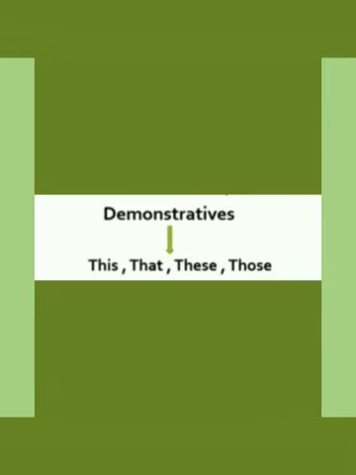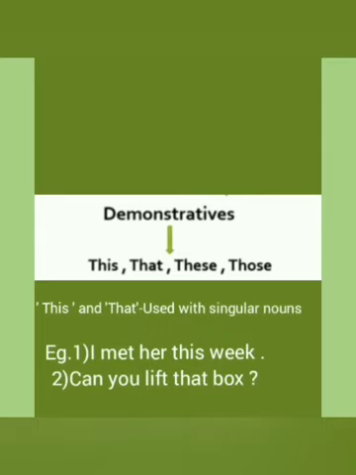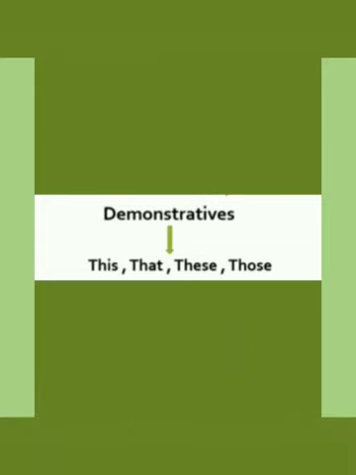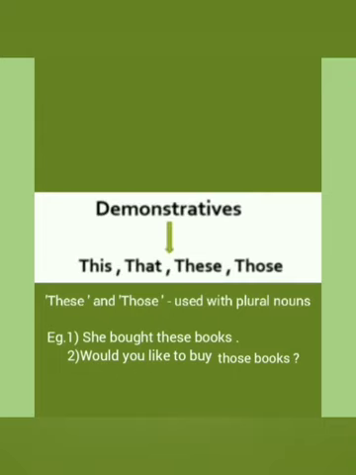Next is demonstrative determiners. Demonstrative determiners are used to talk about persons or things that have already been mentioned or to indicate the position or location of a noun. For example, this, that, these, those. This and that are used with singular nouns. For example, I met her this week. Sentence number 2, can you lift that box? Now, these and those are used with plural nouns. For example, she bought these books. Example number 2, would you like to buy those books?